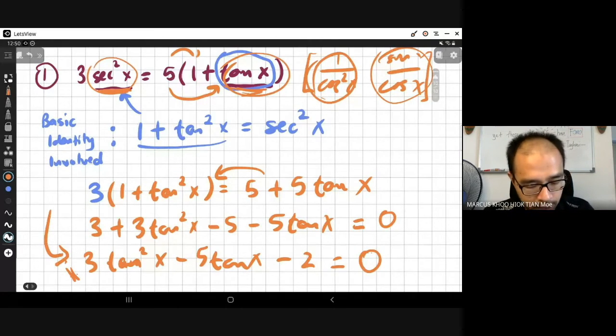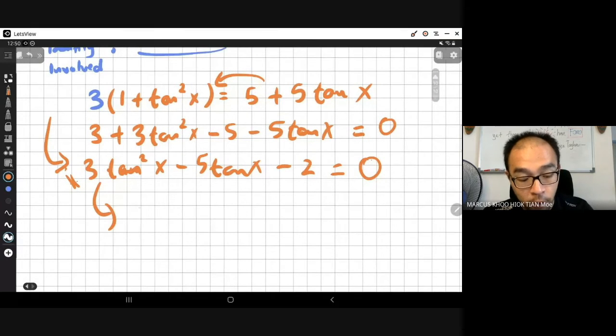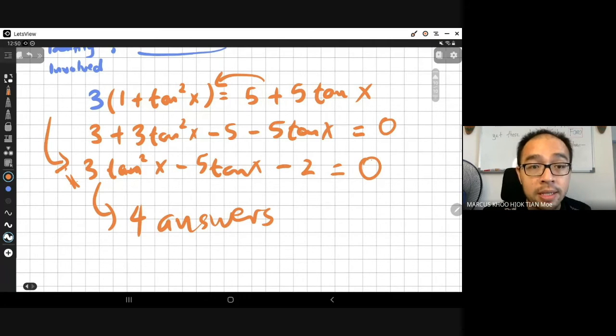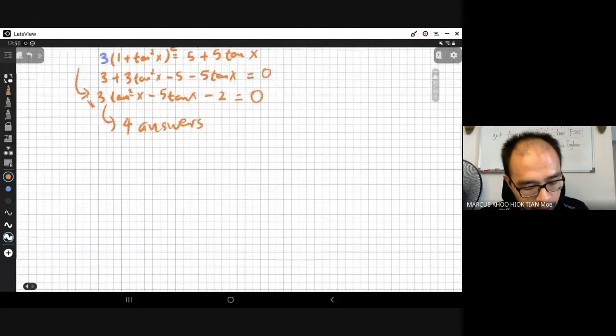Okay, so saya berhenti setakat ini. Okay, you are going to expect 4 answers, people. You will have 1, 2, 3, 4. Yeah, you will have 4 answers for this. Sebab dia adalah squared. Okay, so always expect that lah, especially when you have a squared punya soalan. Okay, let's do number 2.